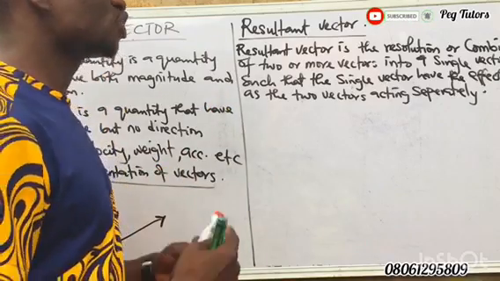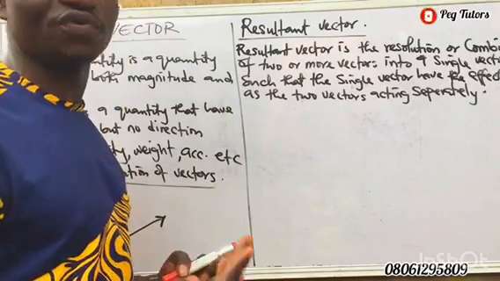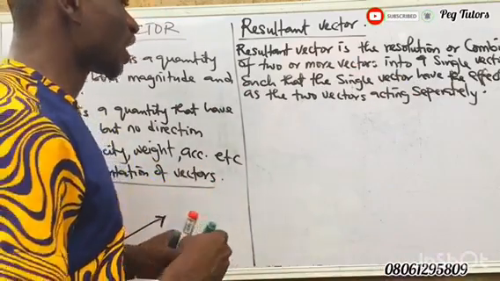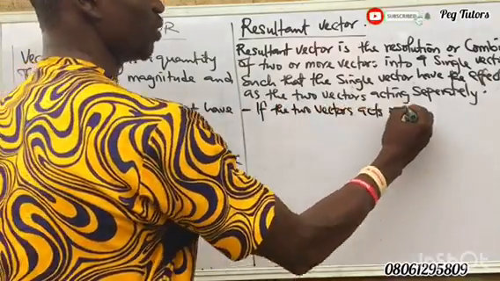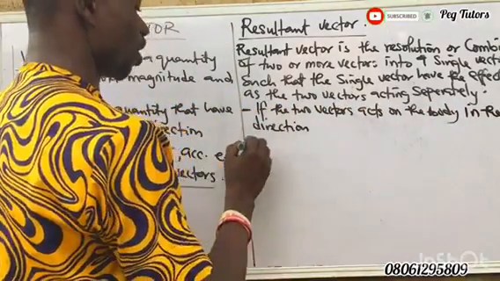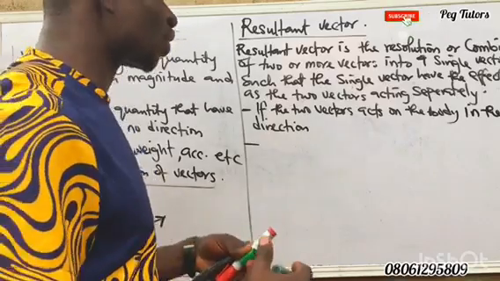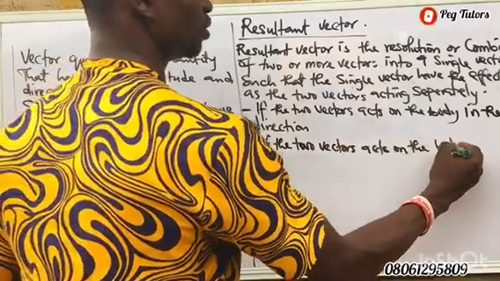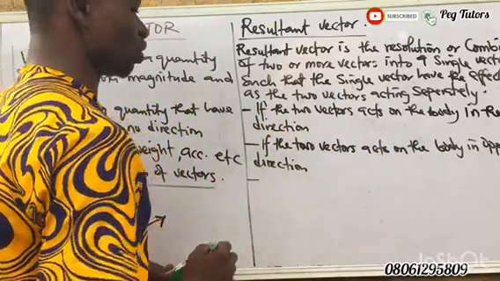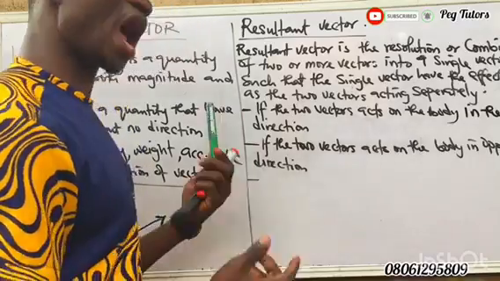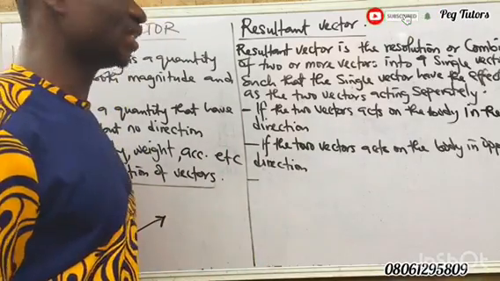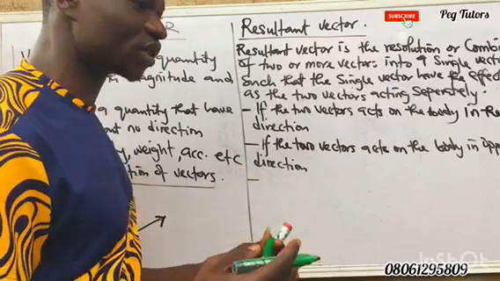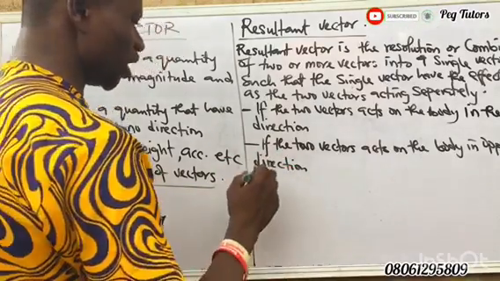But first of all, two vectors acting on a body can act on the body differently. We can have two vectors acting on a body in the same direction. Secondly, we're going to be considering when the two vectors act on the body but in opposite directions. The third case is if the two vectors acting on the body are acting at a right angle. By right angle we mean 90 degrees, so the two vectors are acting on the body at 90 degrees to each other.